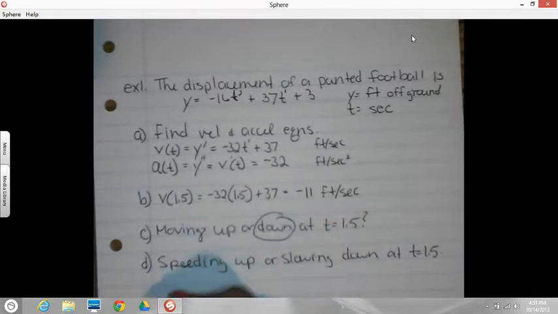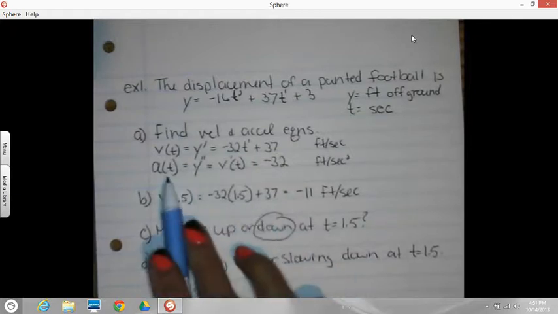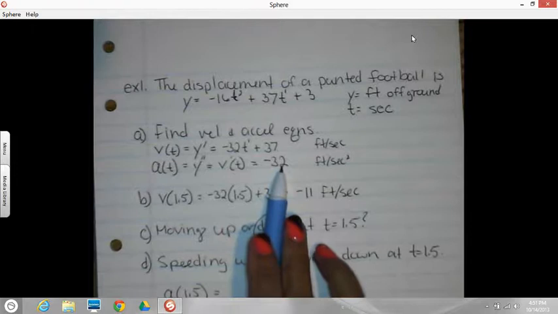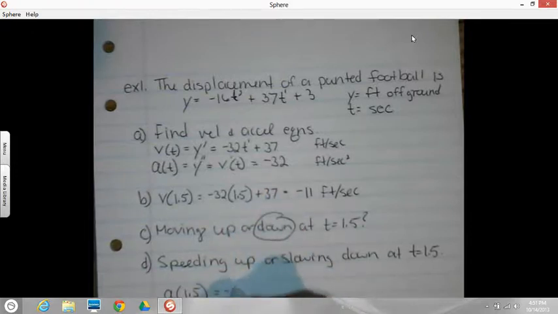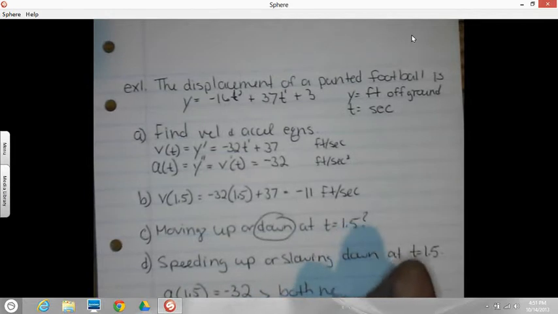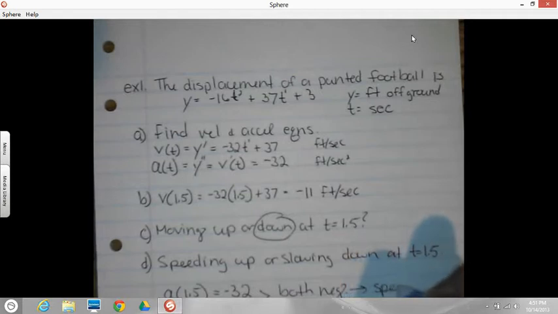Well, the acceleration at 1.5, if you look back, the acceleration equation was a constant, negative 32. It's the pull of gravity, feet per second squared. So because acceleration is negative, the velocity is also negative. Both negative means it's speeding up. You have to look at both of them to answer a speeding up or slowing down question. You cannot look at one alone by itself.